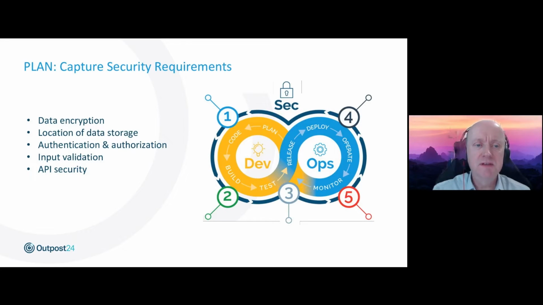Clearly, data encryption, to make sure that sensitive data is protected both at rest and in transit. The location of where the data is stored, both the country and the security of the data center. Authentication and authorization, looking at who has access to what parts of the application functionality, and also the data that it contains. Input validation to prevent things like SQL injection attacks, and API security. So it's important that we look at all of these different angles and make sure we pull in that information.